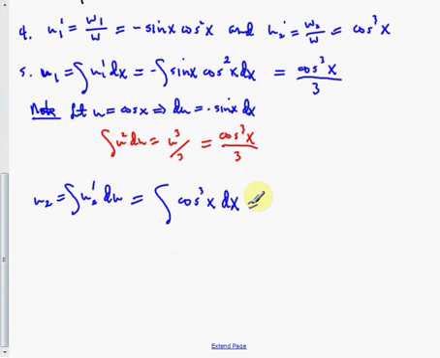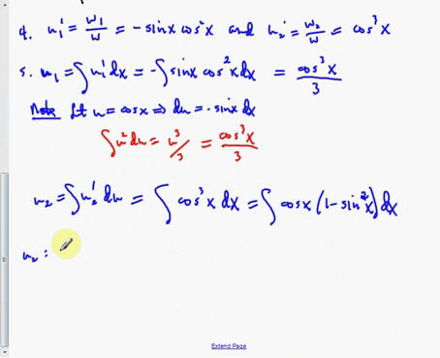What was the method of integrating if you have cosine cube x dx or sine cube x dx? How do we write that? Cosine x times 1 minus sine square x, right? Because 1 minus sine square x is cosine square x. Are we all together? Okay.